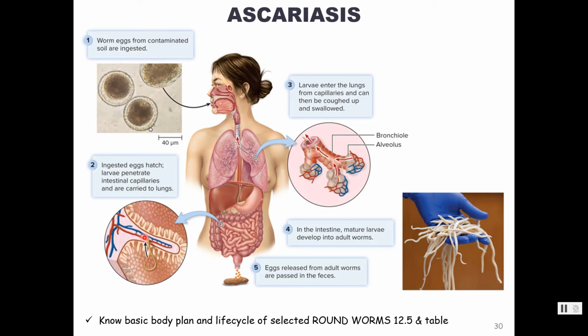It's always showing you the digested eggs, and then they're going to burrow through into the bloodstream, and then they're going to go to the lungs, and they're going to work their way up. They're going to get coughed up and then swallowed back down into the intestine, and that's where the mature worms live, reside, mate, and then release the eggs to start the whole cycle all over again.